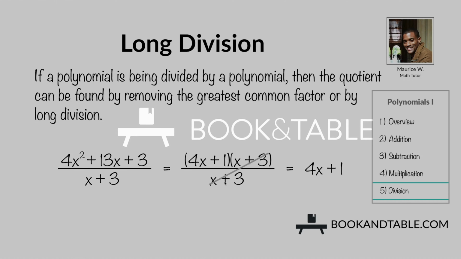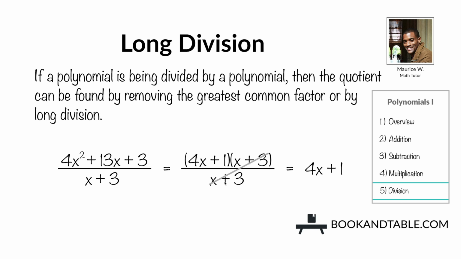If a polynomial is being divided by a polynomial, then the quotient can be found by removing the greatest common factor or by long division. So for example, 4x squared plus 13x plus 3 divided by x plus 3.